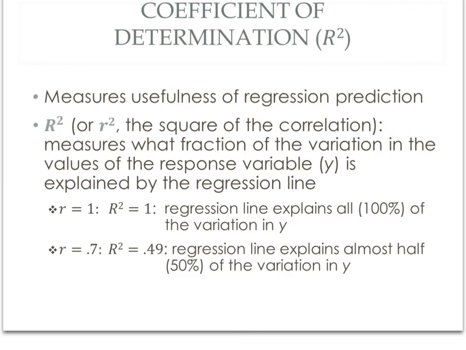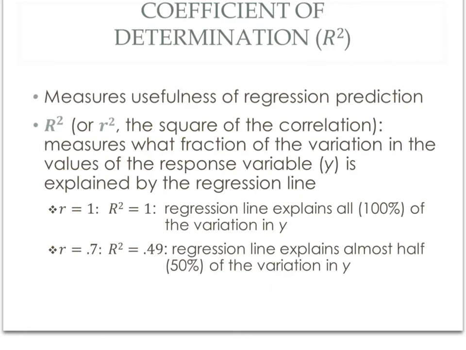So if we have a correlation coefficient for our regression of 1, that means our coefficient of determination is 1. In other words, all of the variability of y is explained by x. That prediction is spot on. If we have a correlation of 0.7, that gives us an r-squared of 0.49, which tells us that almost half of the variation can be explained by that one variable.